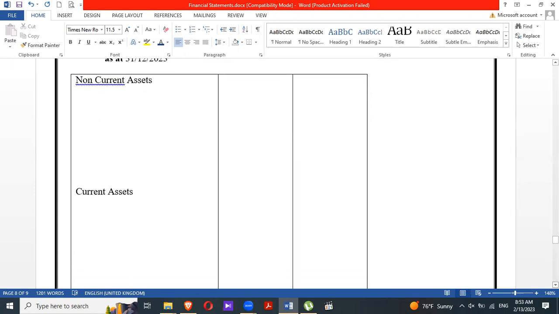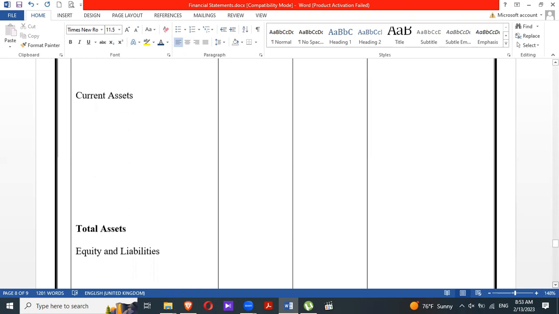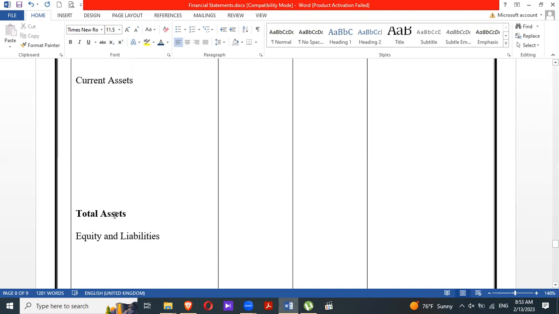So let's move on to how to complete this. Here the first title I have given is non-current assets. When you prepare the structure, first write non-current assets, then leave 7 or 8 lines, because very few things will come. Then write current assets, and again leave 6-7 lines. After that, you can write total assets.